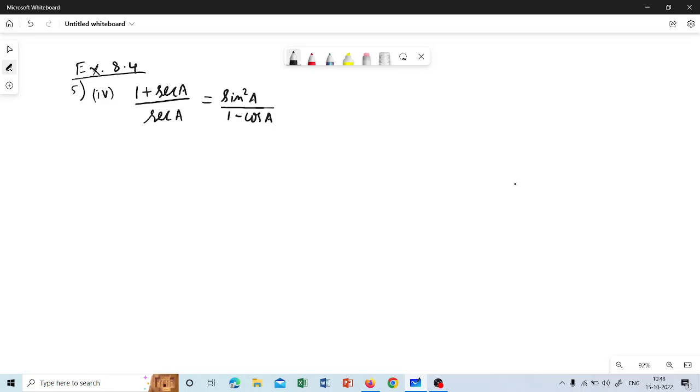I'm going to start with the fourth problem, the fifth part of exercise 8.4. As you can see, this problem is simple. (1 plus secant a) divided by sec a is equal to sine square a by 1 minus cos a. So we have to prove LHS is equal to RHS. Let me begin with LHS.